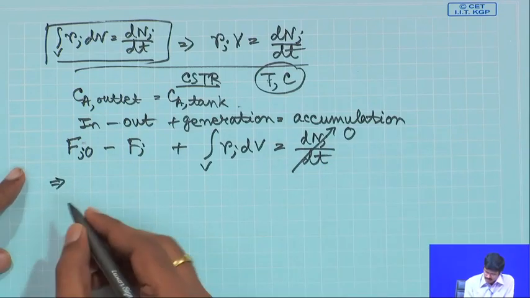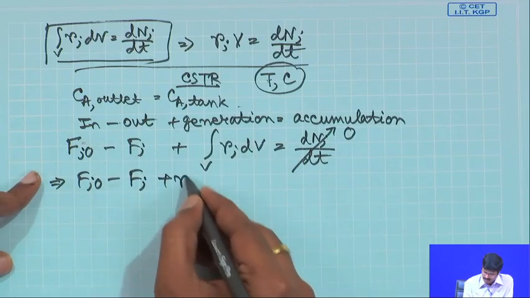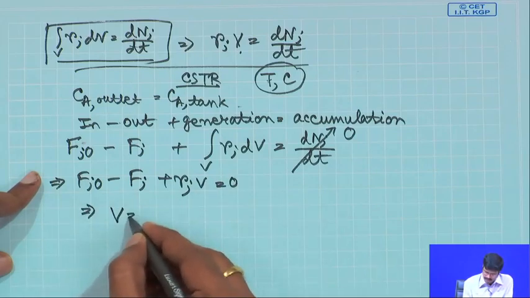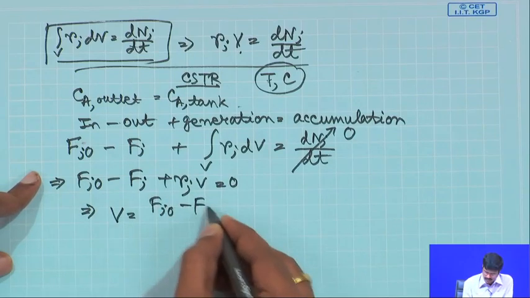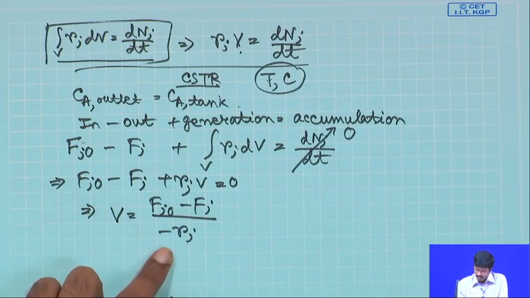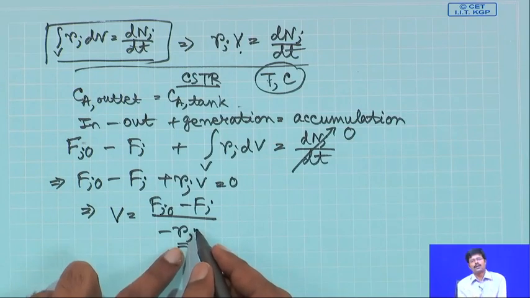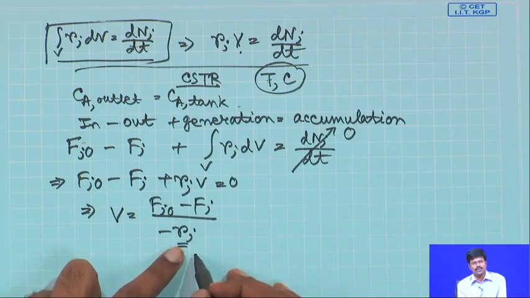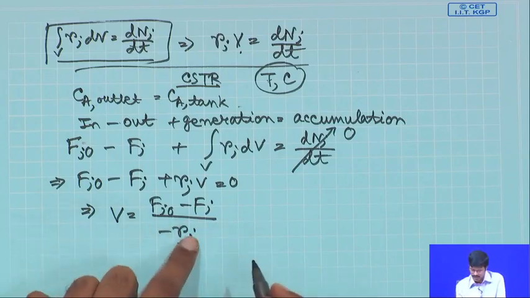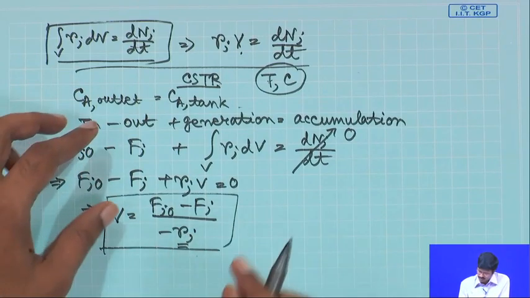Then you will have Fj0 minus Fj, and if it is uniformly mixed, then the generation term becomes Rj V, and this equals 0. Ultimately you will get V equals Fj0 minus Fj divided by minus Rj. Basically, this is the rate at which j is generated per unit time, per unit volume. If j is being consumed, then this will contain a minus sign, but this is the general term, whether it is a reactant or a product.